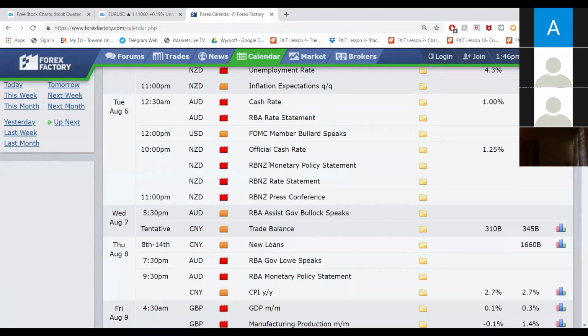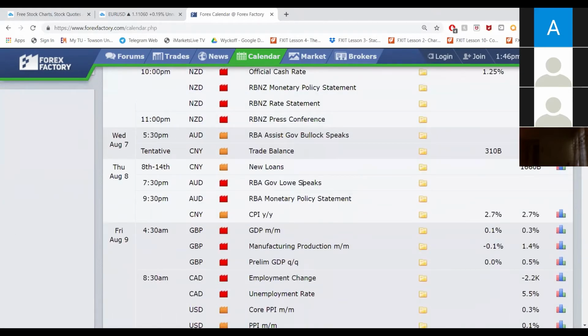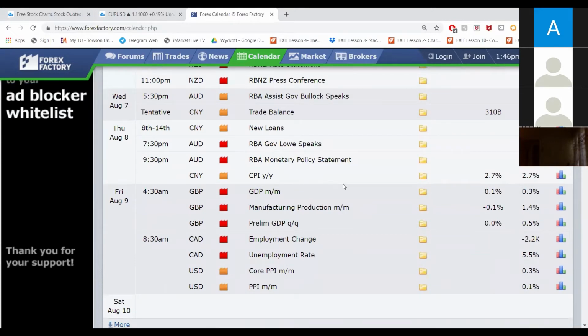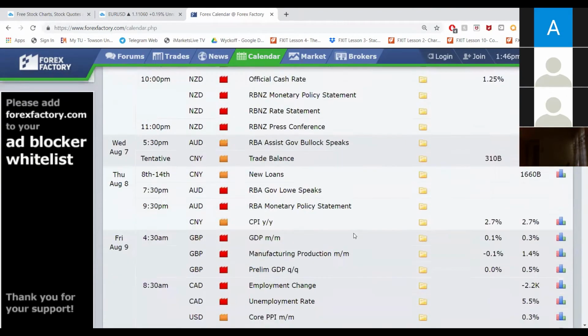So RBNZ is pretty much like the central bank for Europe, or the FOMC for the US, in case some of you are not sure. So it's definitely a huge impact, both Monday and Tuesday. Thursday we have some AUD. This statement can move it. And we don't really have GBP until Friday, so we shouldn't really be banking on GBP until Friday, at least. And then CAD, unemployment rate. This should actually be a really good week.